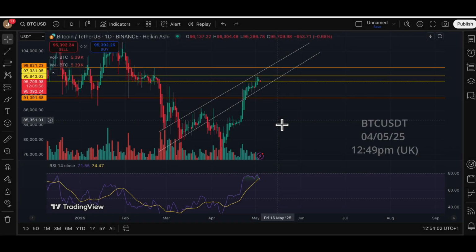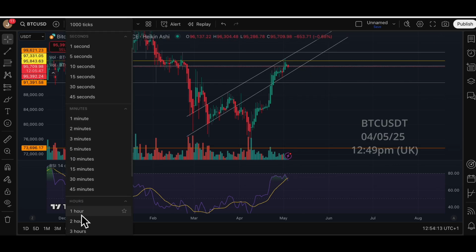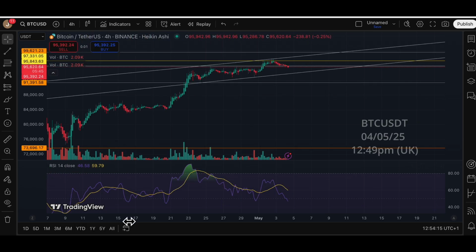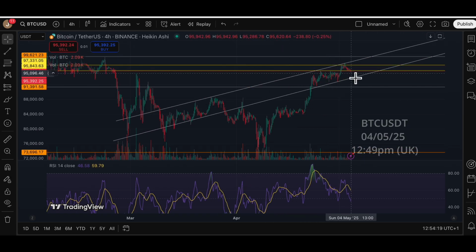It's 12:54 UK time. This is BTC USDT, and we are currently on the day chart right now. So let me just get us on the 4-hour so we can see a little bit more detail. There you go. Okay, so price is currently at 95k, 95.5k.